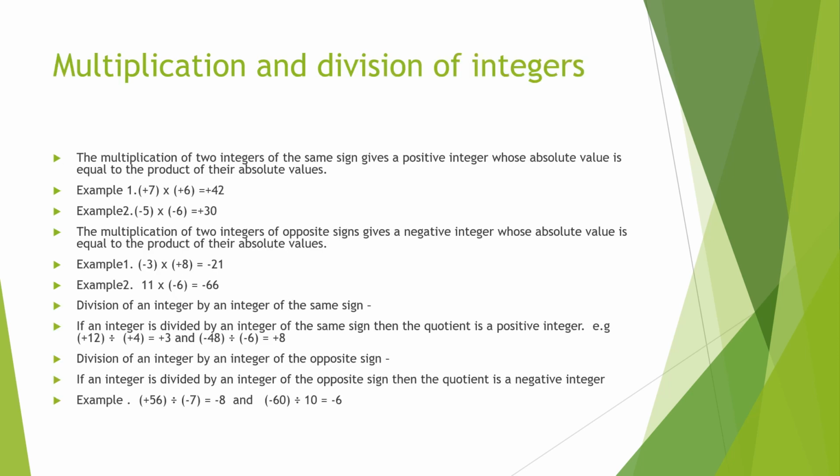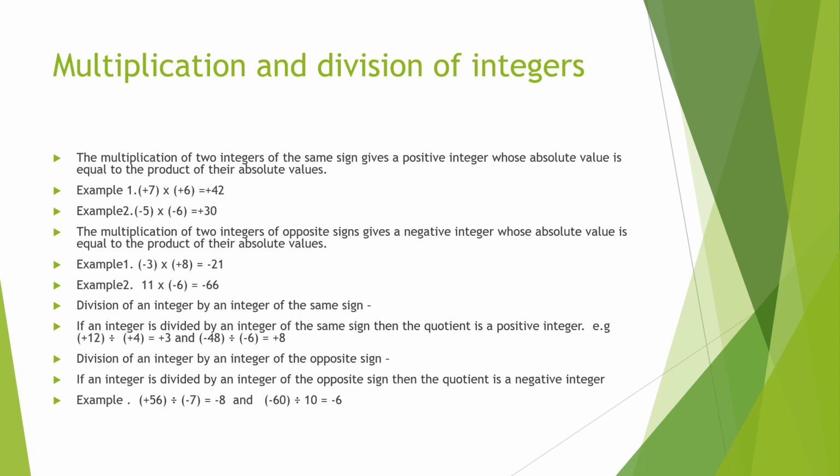Multiplication and division of integers. Now we will learn how to multiply and divide the integers. The multiplication of two integers of the same sign gives a positive integer whose absolute value is equal to the product of their absolute values. So if we have to multiply two integers and they have the same sign, that means they are both positive or both negative, then the product will be a positive integer.